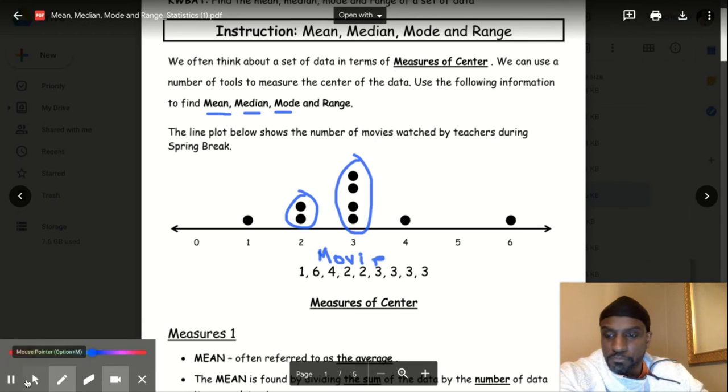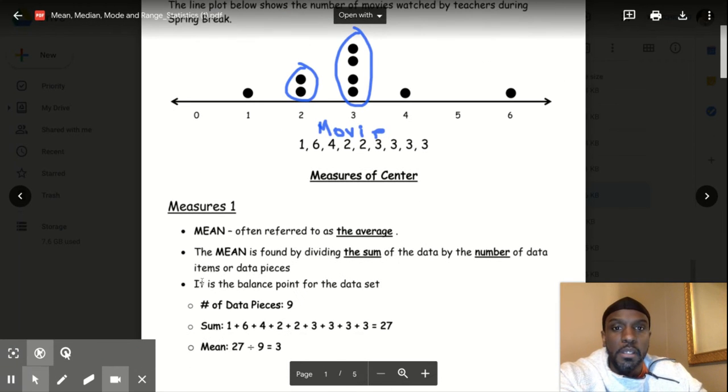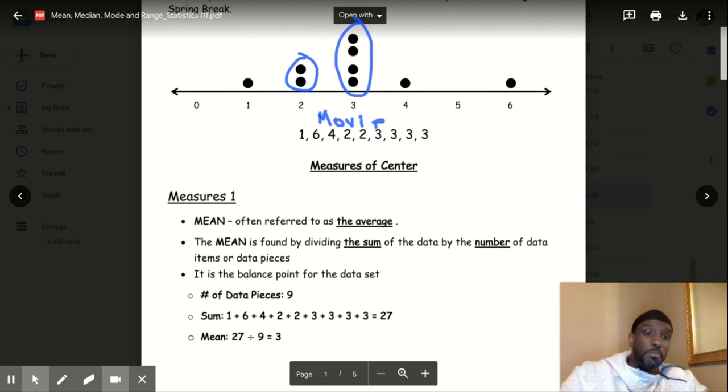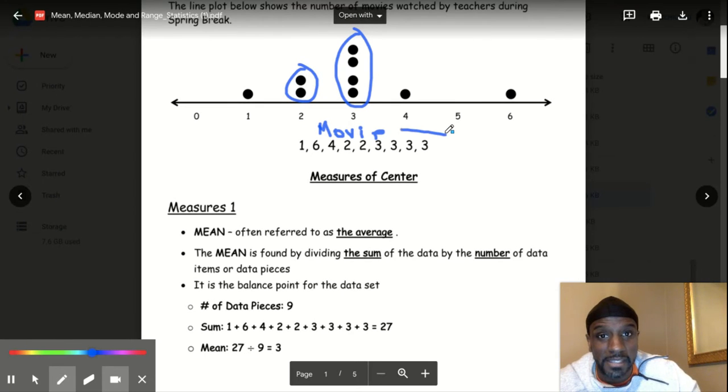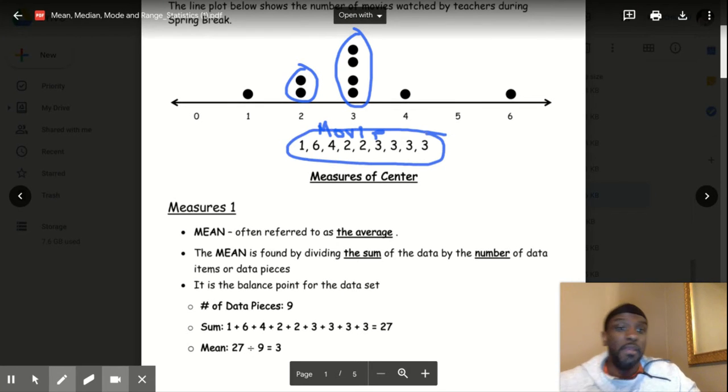Now let's look at some things here. The first thing, we're measuring the center of this data. This is all your data that I got from that dot plot. 1 teacher watched 1 movie, 2 teachers watched 2 movies, 4 teachers watched 3 movies, so I put 3.